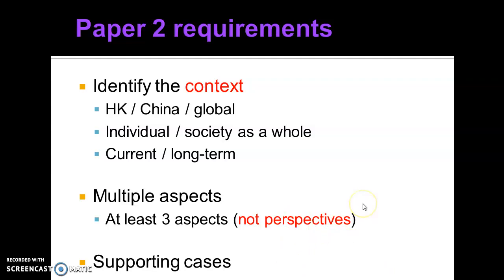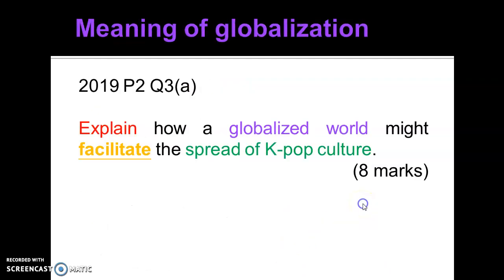So now let's look at the question together. Explain how the globalized world may facilitate the spread of K-pop culture. I have highlighted the different question words in different colors. Explain. So this is not about making an argument. You do not need to provide any stance. You just need to explain how the phenomenon, how the situation goes on.